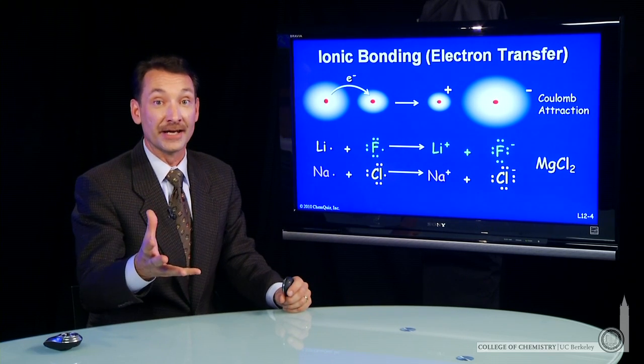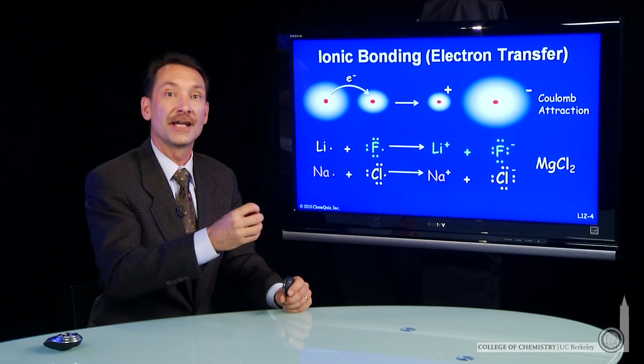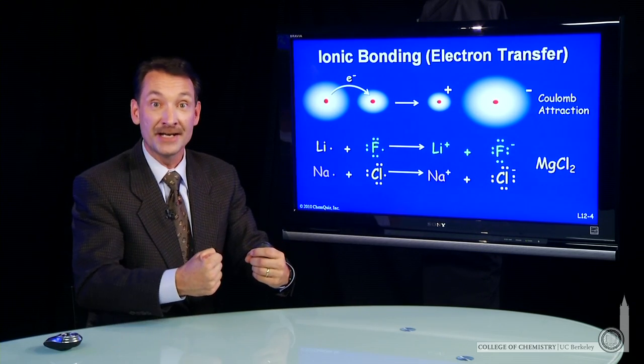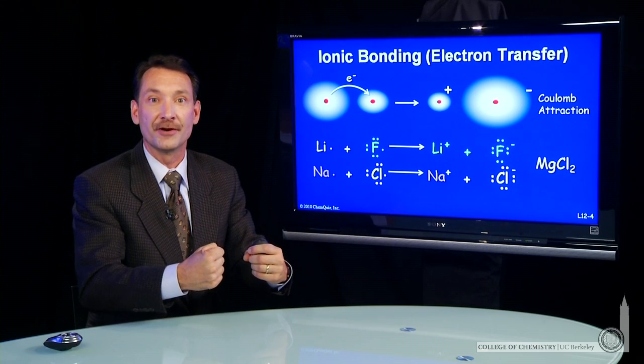So ionic bonding is the transfer of electrons from one species to another species, and then the plus-minus interaction holds those two together in a bond.